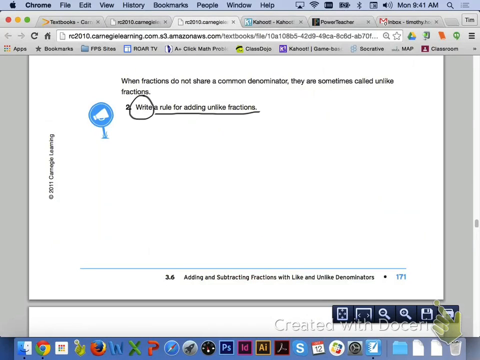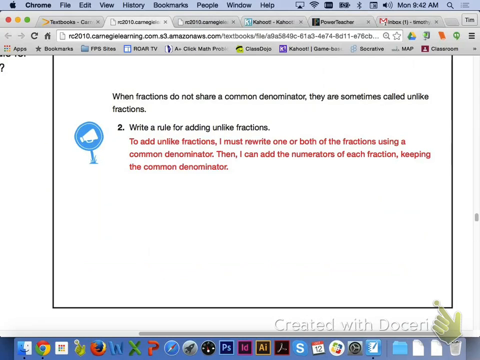When fractions do not share a common denominator, they are sometimes called unlike fractions. So for number 2, I want you to write a rule for adding unlike fractions. In order to add unlike fractions, you are going to rewrite one or both of the fractions using a common denominator. Then you can simply add the numerators of each fraction. You want to make sure that you keep the denominator the same.